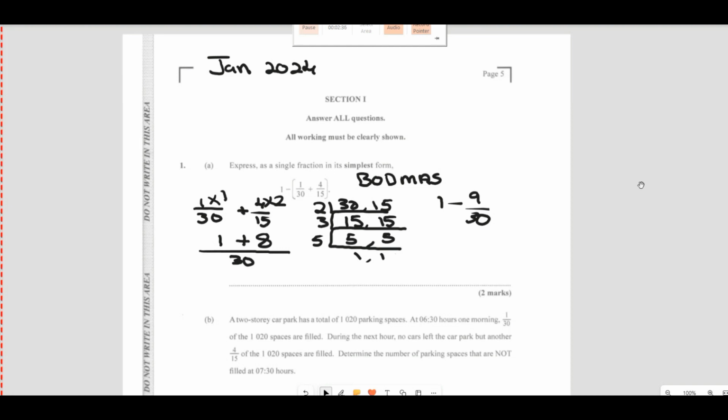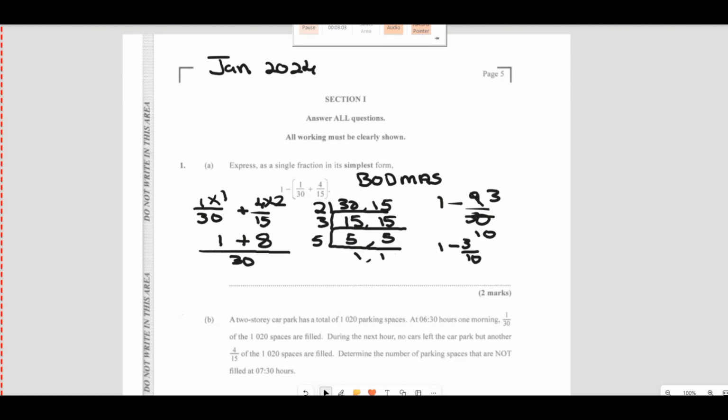It could be reduced. You can say 3 could go into 9 3 times, and 3 could go into 30 10 times. So you'll get 3 over 10. So it's now 1 minus 3 over 10. What we do know is, listen, this 1, you could either put it as 1 over 1 and find the LCM and all that, or you convert your whole number to a fraction.